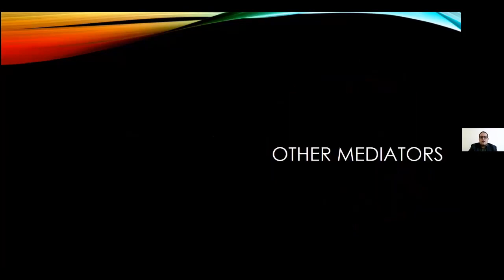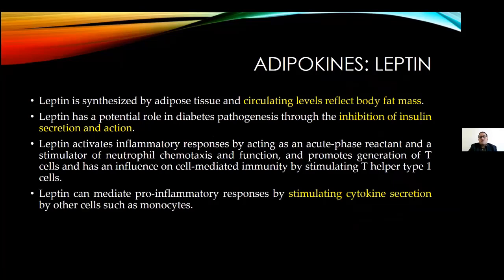Apart from cytokines, we have certain other mediators, and I'm introducing these for the simple reason that they are important from the point of view of diabetes. The most important of these are the adipokines, out of which the first one is leptin, which is synthesized by the adipose tissue, and its circulating levels actually reflect body fat mass. It has a role with respect to inhibition of insulin secretion as well as action.